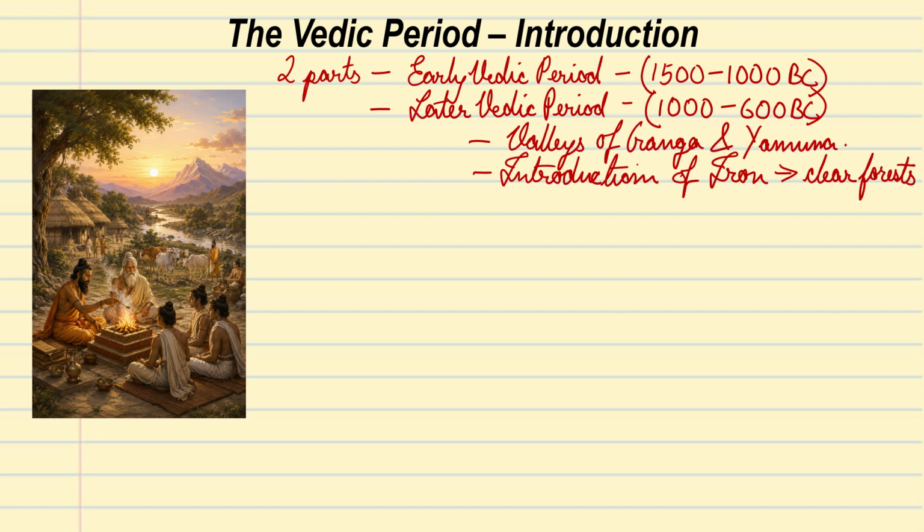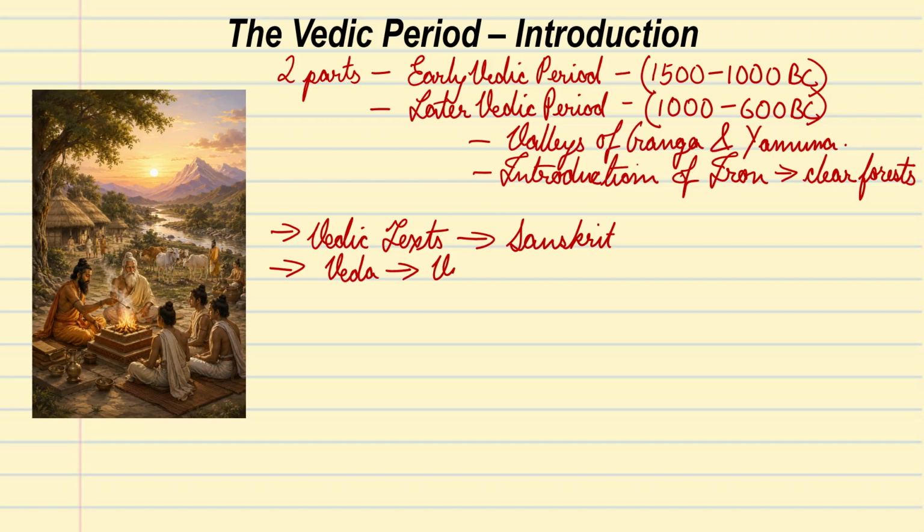Now, why is this culture called Vedic Age? This culture is called Vedic Age because it is based on Vedic texts. Now, what are the Vedic texts? We will get into that in sources. So, Vedic texts were written in Sanskrit, and the word Veda is derived from Vid, which means knowledge. The Vedic text is divided into two parts.